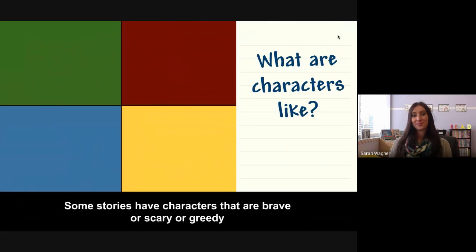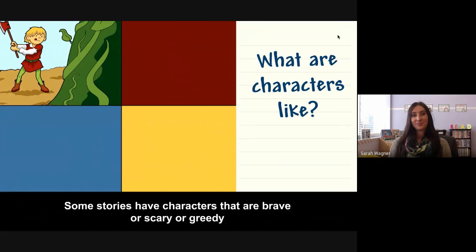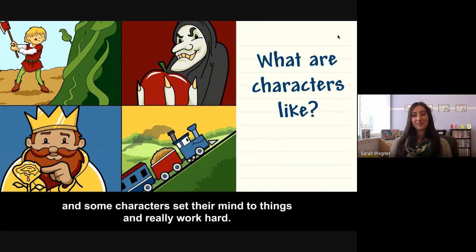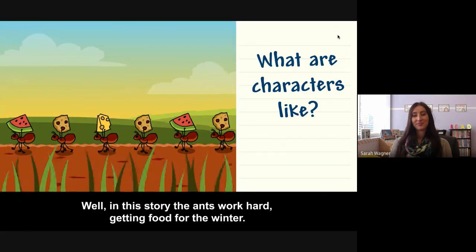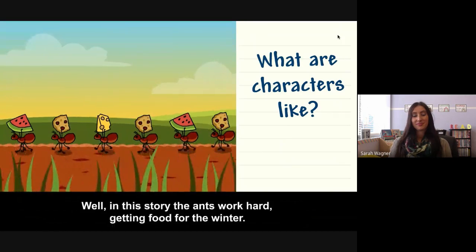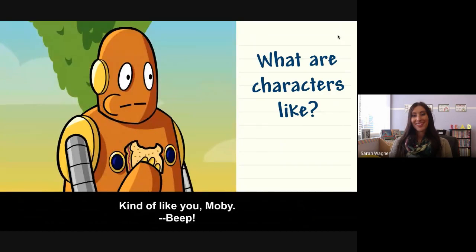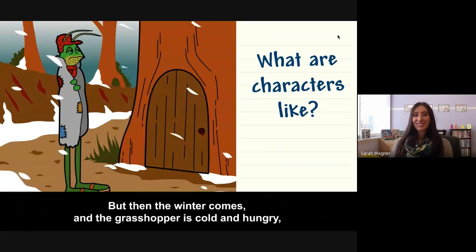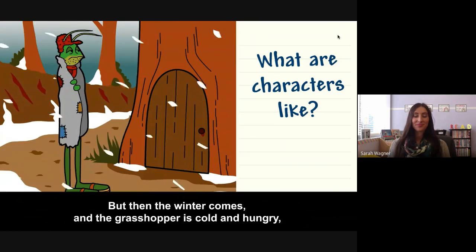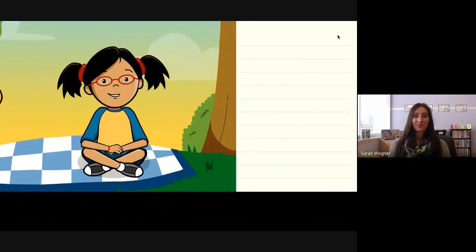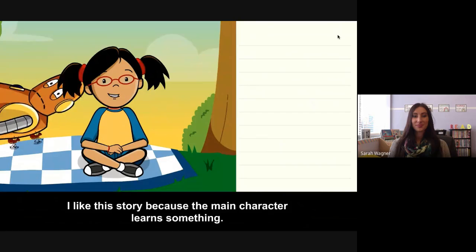Some stories have characters that are brave, or scary, or greedy, and some characters set their mind to things and really work hard. Well, in this story, the ants work hard, getting food for the winter, while the grasshopper just sits around and eats. Kind of like you, Moby. But then the winter comes and the grasshopper is cold and hungry, and he learns his lesson. I like this story because the main character learns something.